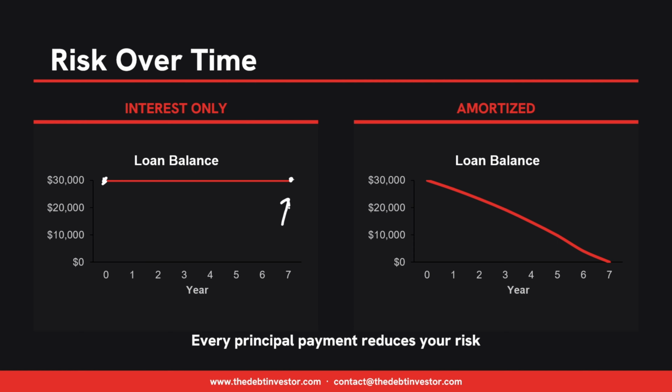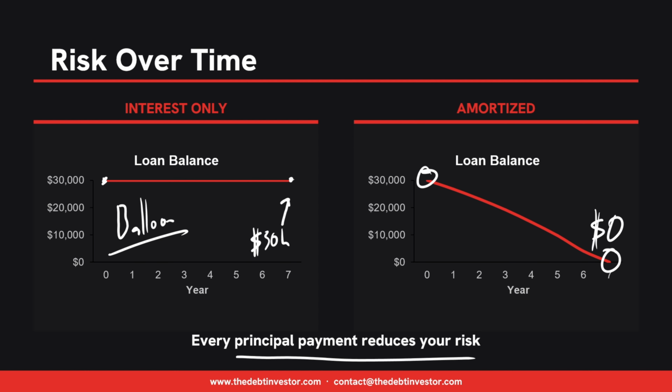And then when they pay this back, so when they pay this $30,000 back, that is called a balloon. Whereas your amortized, they start with a $30,000 balance and they end with a $0 balance, right? Because they're paying it back over time. And once again, every principal payment reduces your risk as a lender.